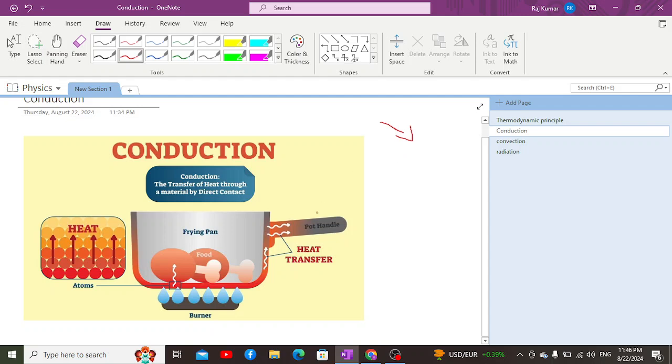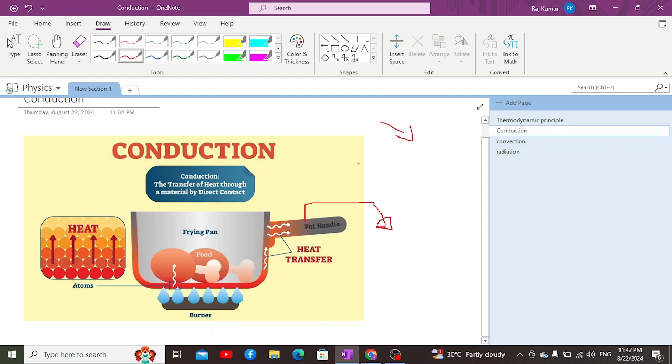Let's suppose we take a frying pan. One side of it is under the burner and being heated, and the other side is the handle, right? After a few minutes we realize that even though the burner is only exposed to the pan of the frying pan, the handle also gets as hot as the burner. The reason behind it is conduction, in which heat is transferred from one molecule to another through direct contact.